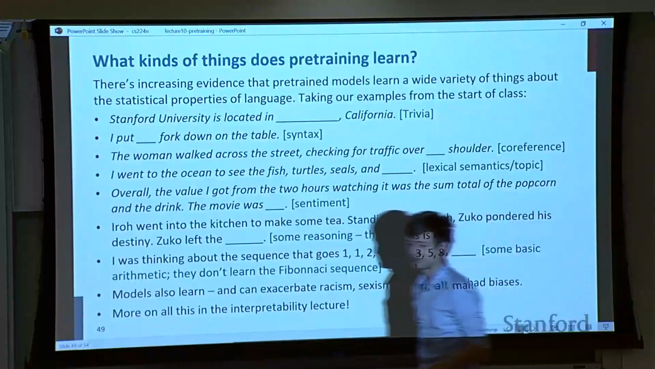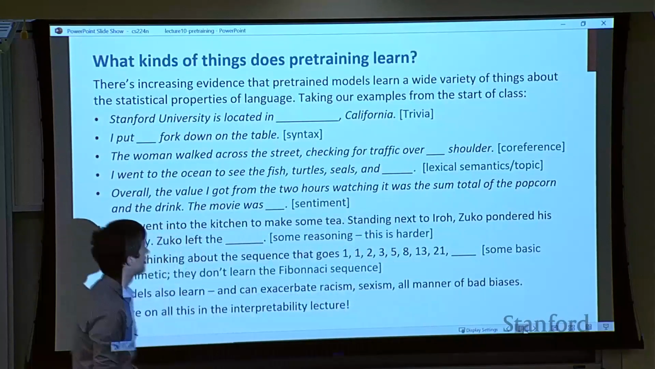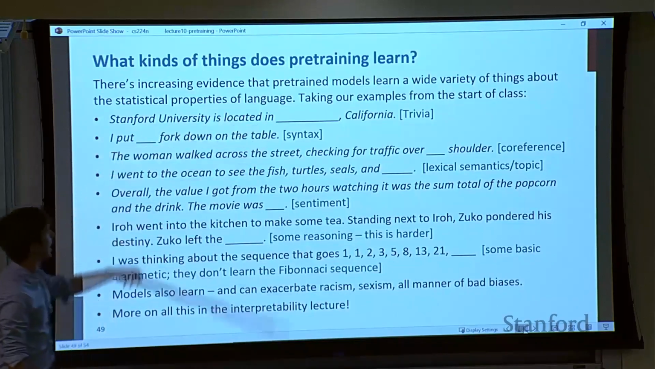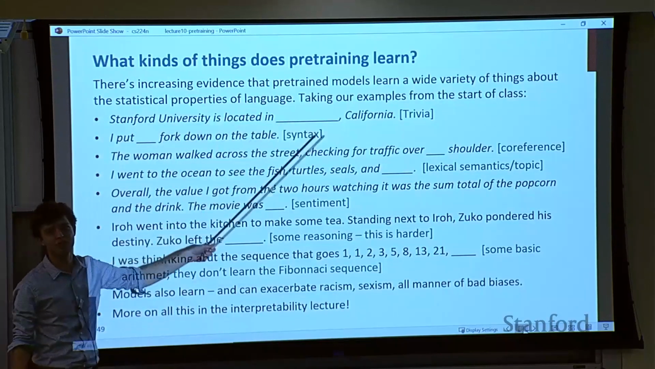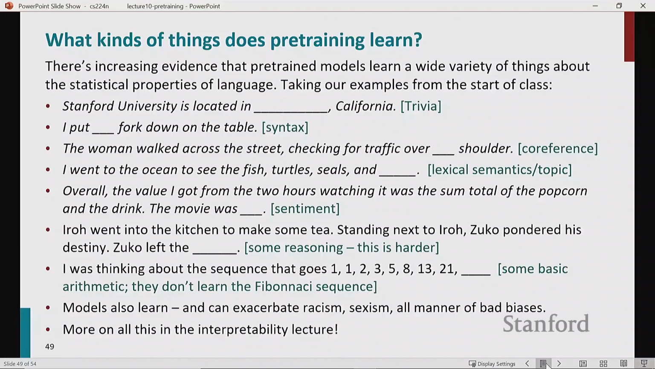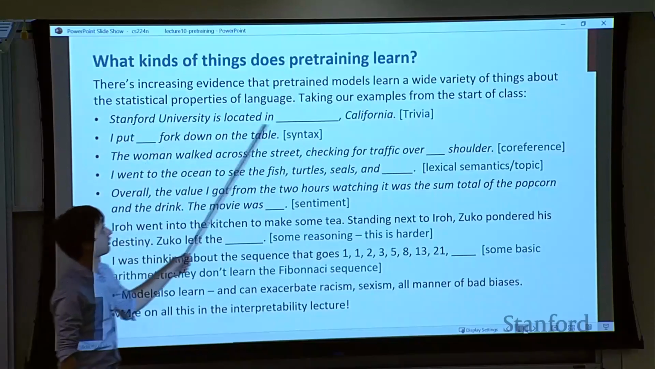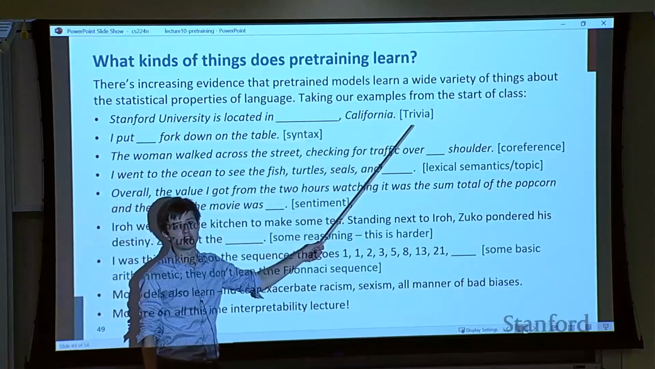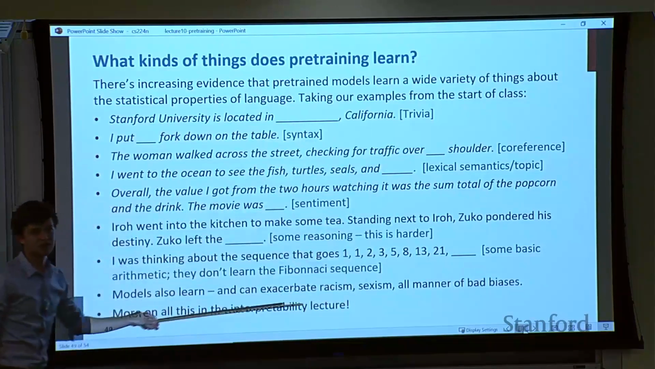I'm going to have to skip this. If you look back at this slide after class, I have each of the examples of the things that we could imagine learning from pre-training, with a label of what you might be learning. For example, Stanford University is located in blank. You might learn trivia.